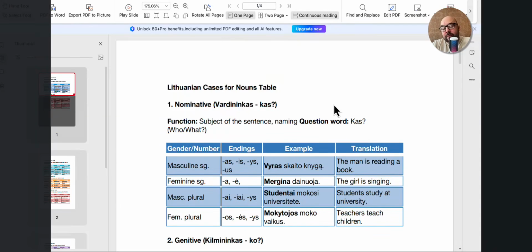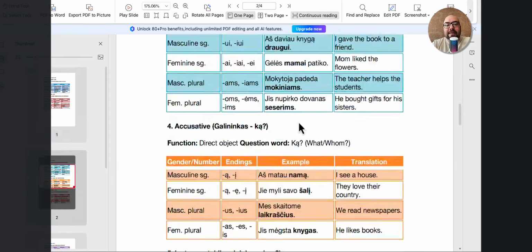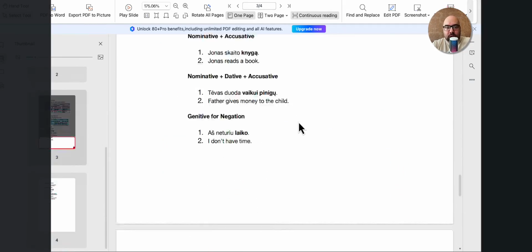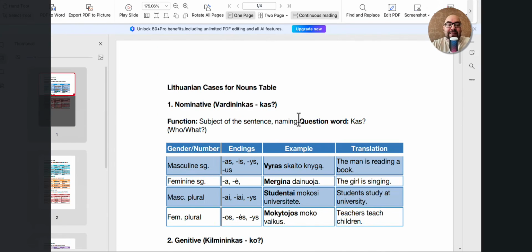Hey guys, so I wanted to give you this quick tool for Lithuanian cases for nouns. This is basically a table with some of the endings and tips that you can use that will help you use cases in the Lithuanian language. And I want to quickly run through this with you.